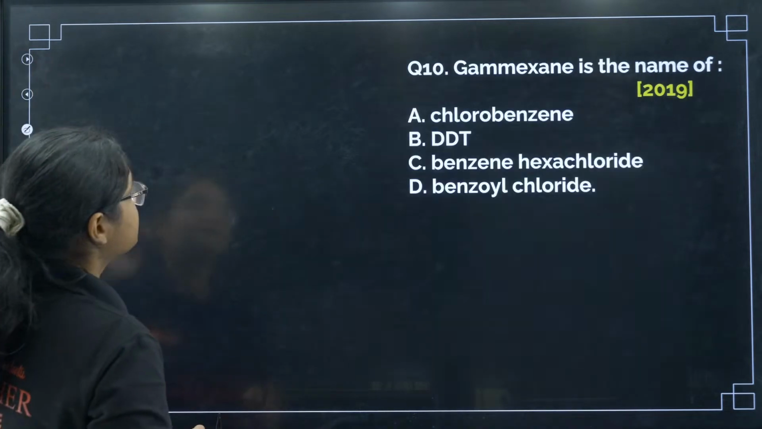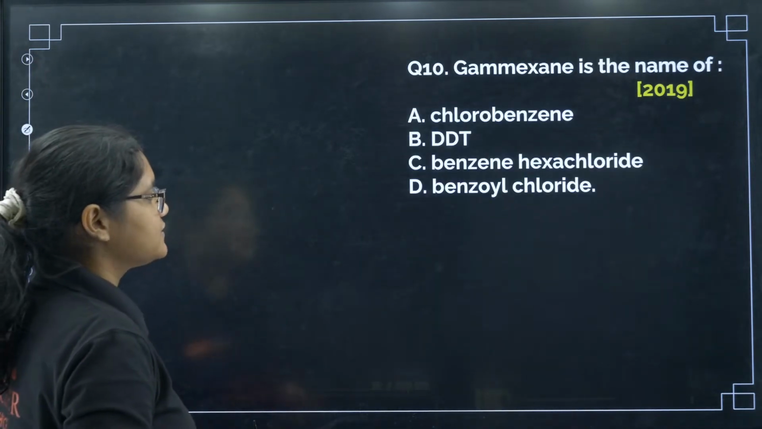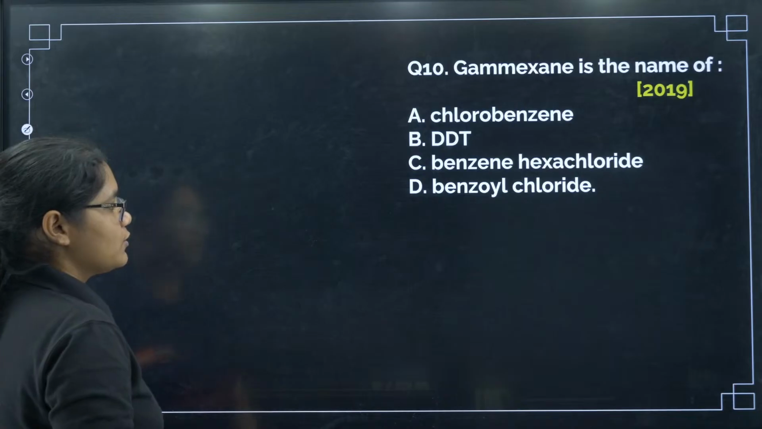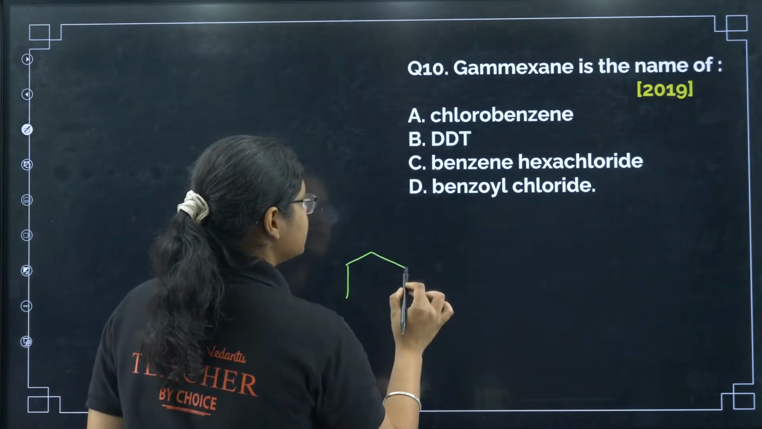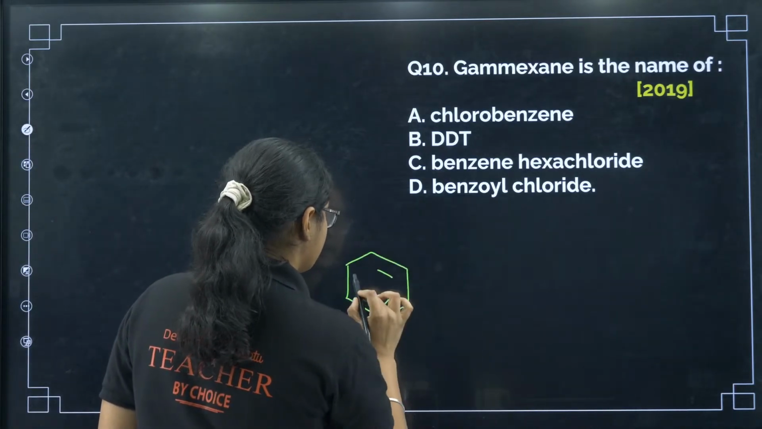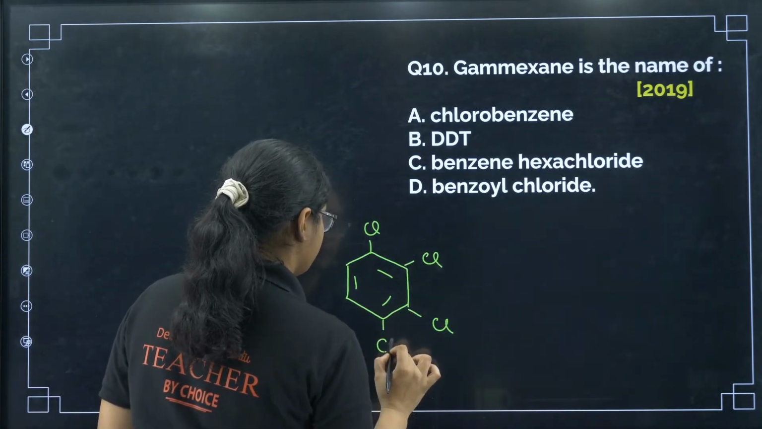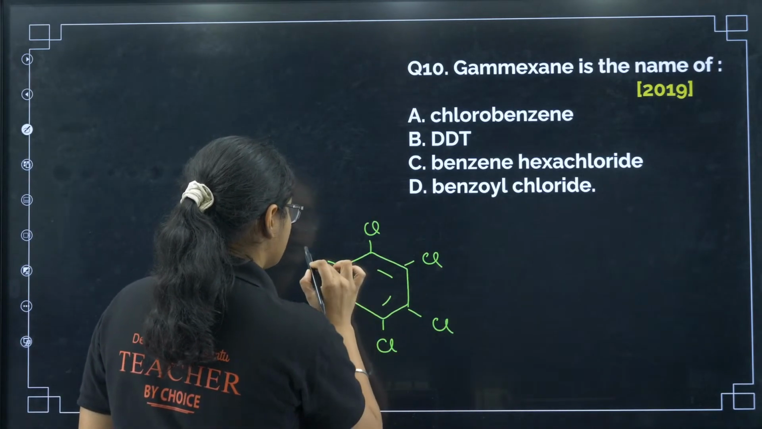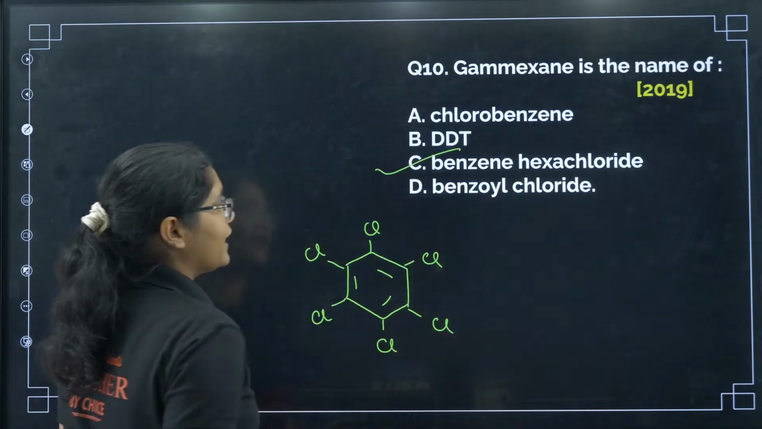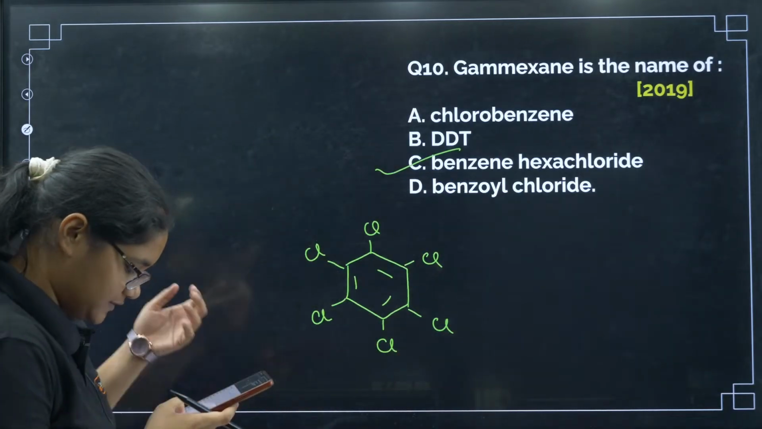Okay. Next, question number 10. Gamaxin is the chemical name of. So gamaxin structure is like this. Gamaxin is this one, okay, where all the hydrogens of benzene are replaced with chlorine. So that is benzene hexachloride, option number C here.